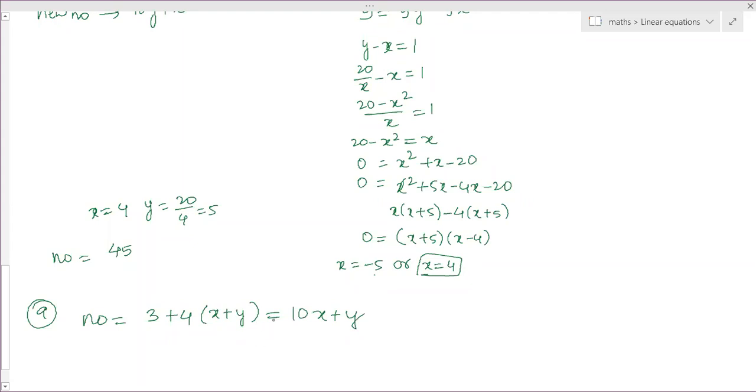This is one equation. And if 18 is added to the number, it gets reversed. 10x plus y is the number. In that, if you add 18, you will get the reverse number, that is 10y plus x.